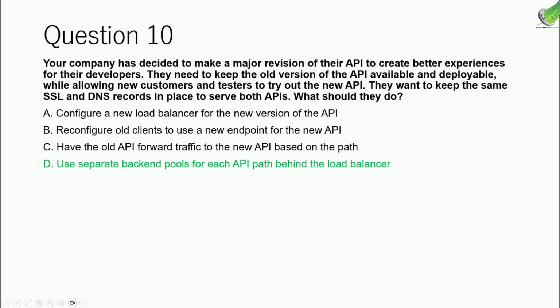So, after analyzing all the options, the correct solution is D. Use separate backend pools for each API path behind the load balancer.